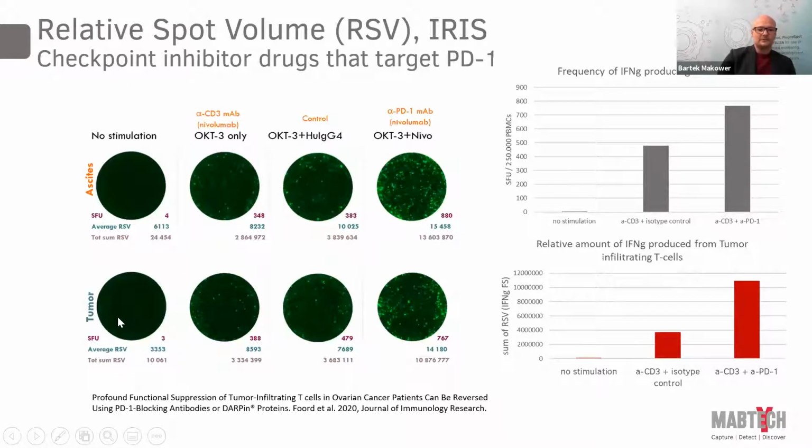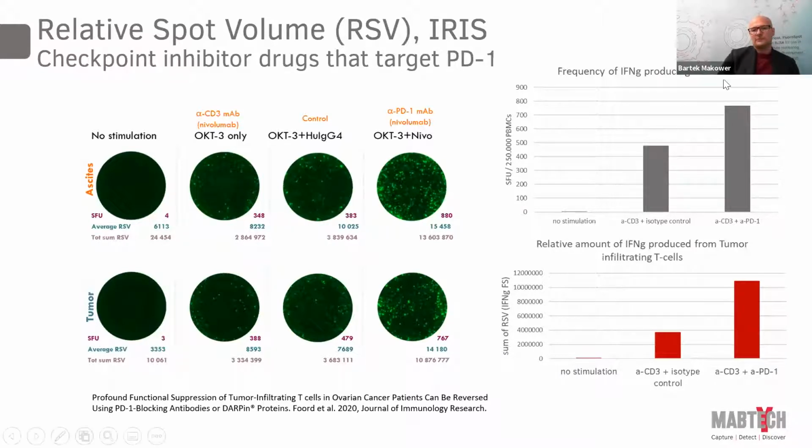down here, it's tumor infiltrating T cells. These ones are not stimulated. These ones are stimulated with anti-CD3, and CD3 is expressed as a co-receptor on CD8 and CD4 T cells. So that activates all T cells in the well. Then if you add a PD-1 inhibitor, you see that the frequency of producing cells increases, but also the amount of interferon gamma they produce.